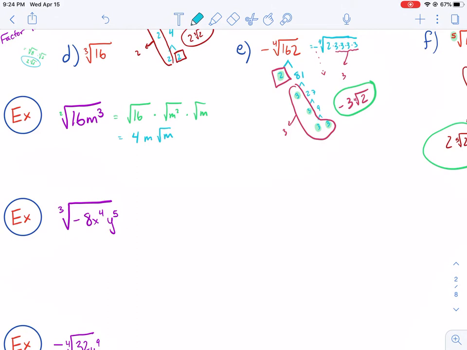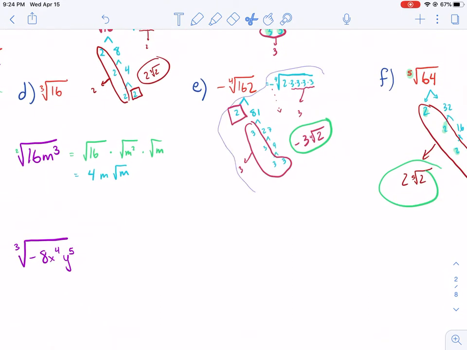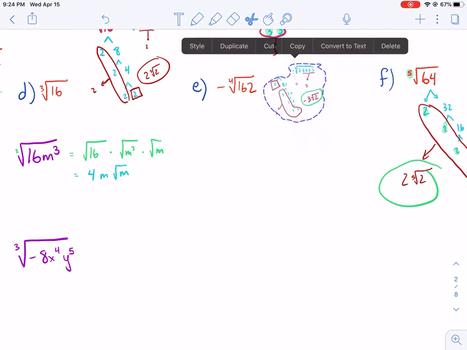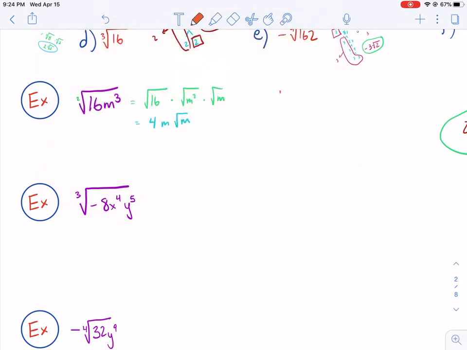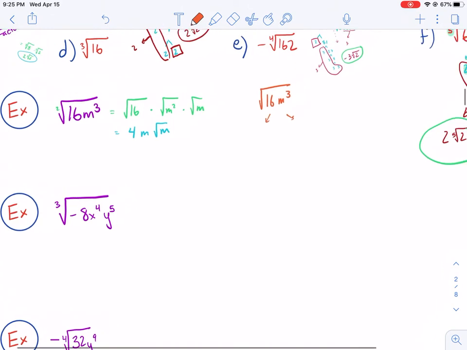So let me show you the factor tree method, just in case you're confused on how to do that with variables. Because a lot of people get tripped up by variables having exponents and then taking the radicals of those. I'm going to show you that it's not as bad as you think. So I'm going to rewrite the problem so we have enough room. We have the square root of 16m cubed. I'm going to separate this into two problems, and kind of put my variables off to the side so you can see how that works.